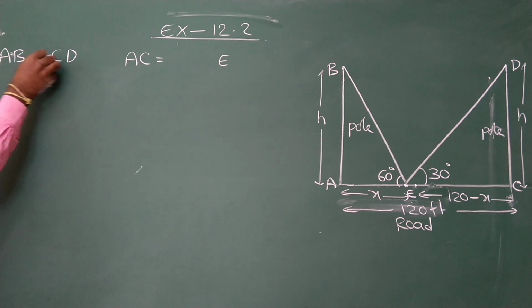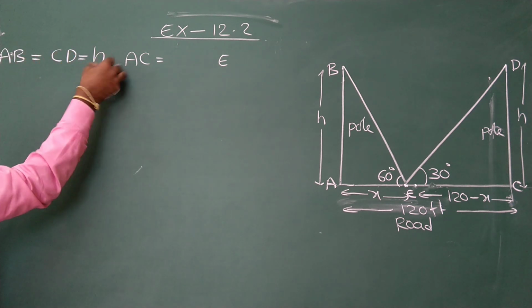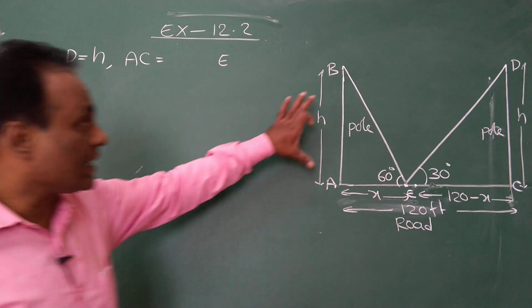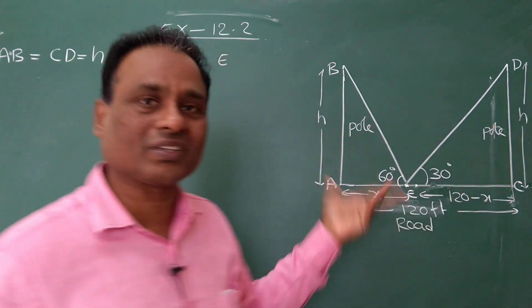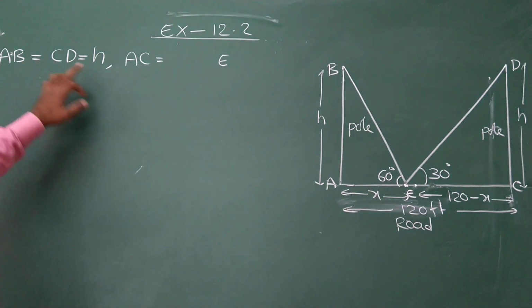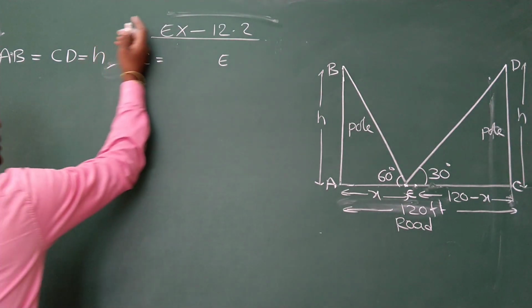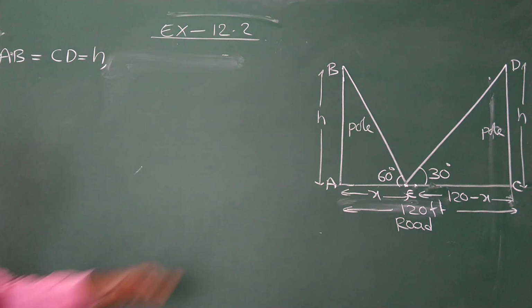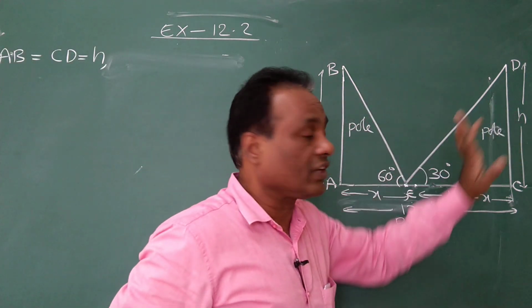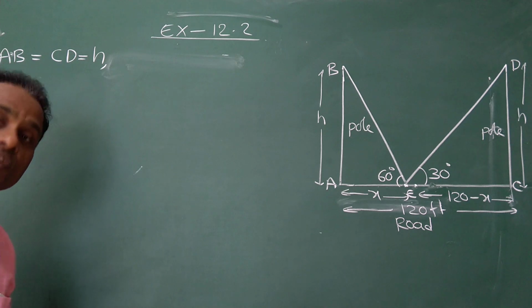Let AB is equal to CD is equal to H. I am taking AB as H, then CD also H, because both are equal. H is the height of the pole.